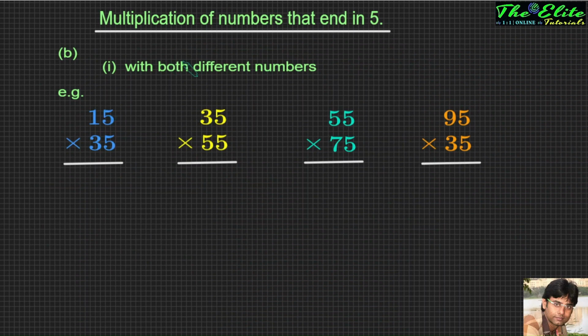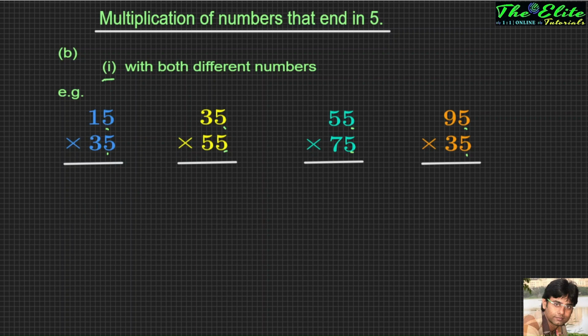Here, in the next category also we have some subcategories, with both numbers different. Now it won't be 15 times 15 or 25 times 25. In this category you will find the numbers are different, but yes, they are ending in 5. Like 95 multiplied by 35, different numbers. 35 multiplied by 55, different numbers, right? So what do we do here?